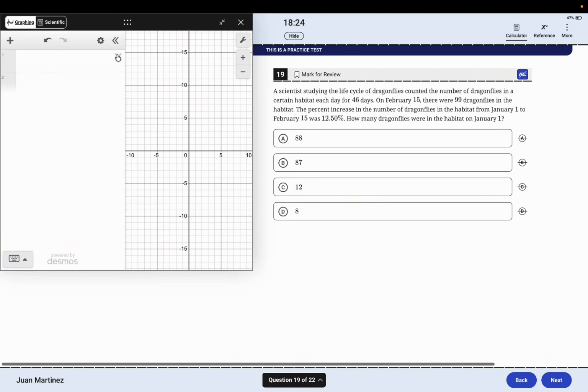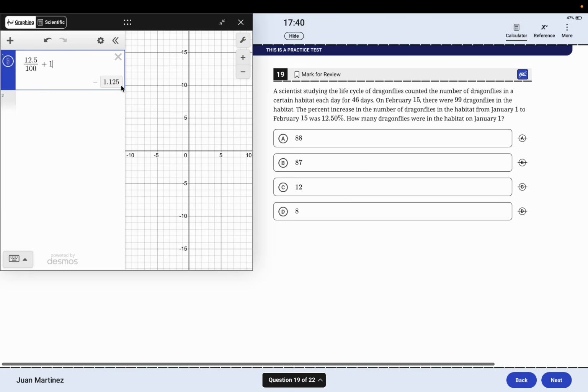Oh, okay. I think I know what we're doing. So, you have to understand the general gist of percentages. Hopefully you do, but a quick little recap. 12.5, you're supposed to convert it into a decimal, right? And then you're supposed to add 1 because whatever number of dragonflies we had on January 1st, we're multiplying it by this to get to 99, right? Because we're increasing by 12.5%. And this is 12.5% in decimal form, if that makes sense.